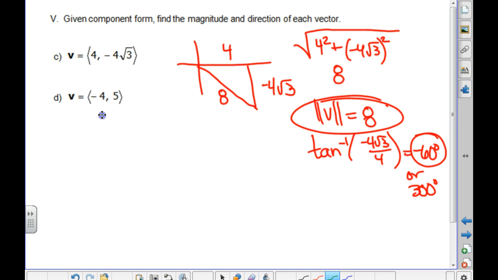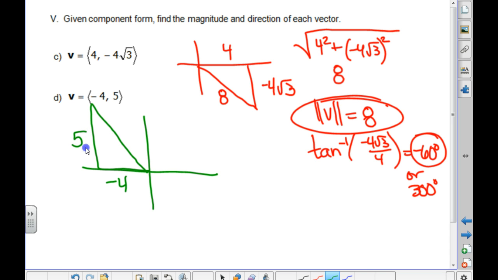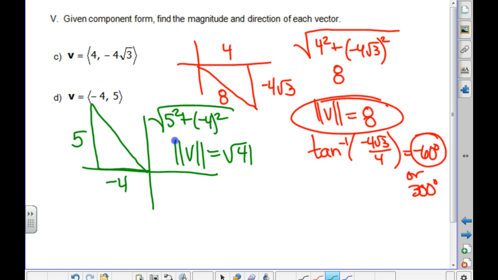Is this last one a special triangle? No. Is it a triple or no? No. Square root of 41 is ugly. Okay, the magnitude is the square root of 41.